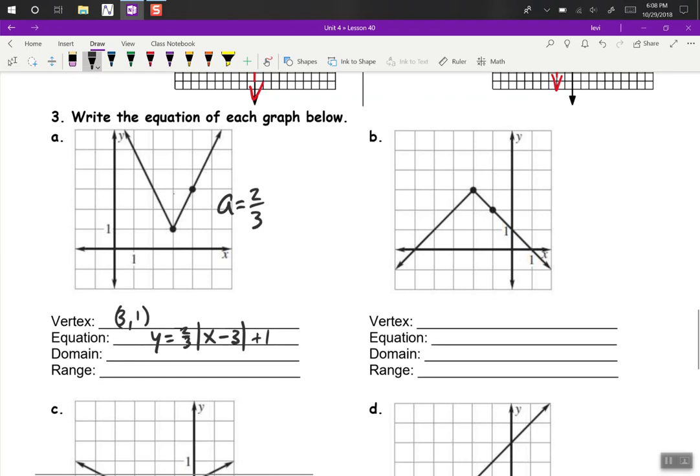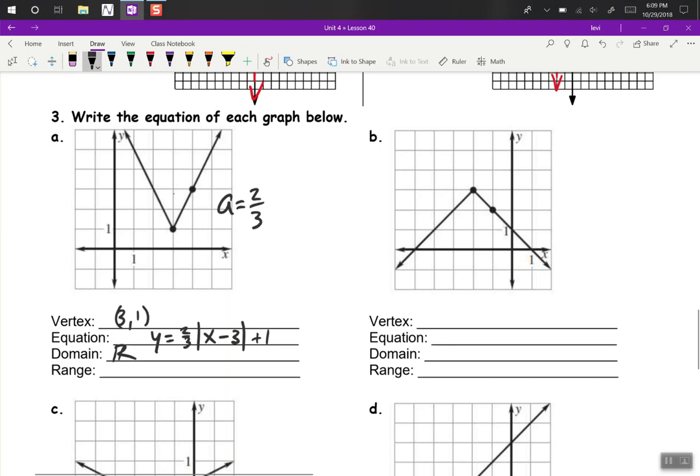And our domain, so the domain is possible x values, right? So what's happening? This line's going to go on and on forever up as it goes to the right. Well, is there anything going to stop our graph from moving to the right as it goes up? Not in this equation, no, right? We can have any number we want in here and we'll get something out. Same thing as we go to the left. So our domain, our possible x values, is all real numbers.